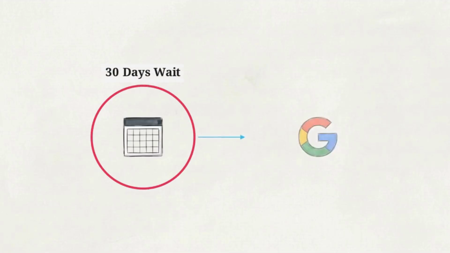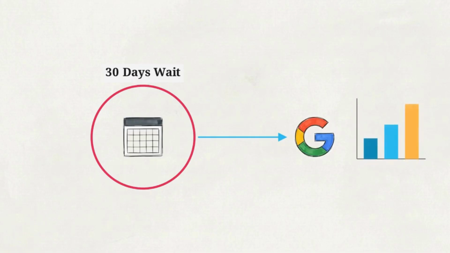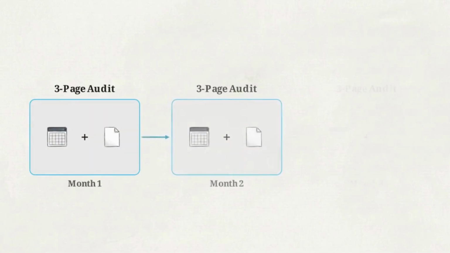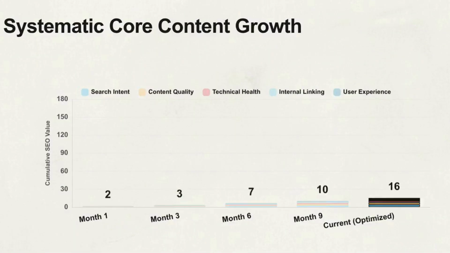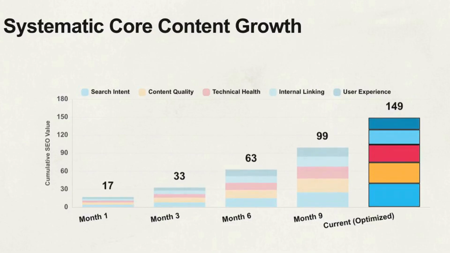In 30 days, you will open up Search Console again and measure the exact results of this controlled experiment. Open your calendar right now and schedule this exact 3-page audit as a recurring monthly appointment. Long-term SEO growth comes from consistent, data-backed improvements to your core content, not frantic beginners.